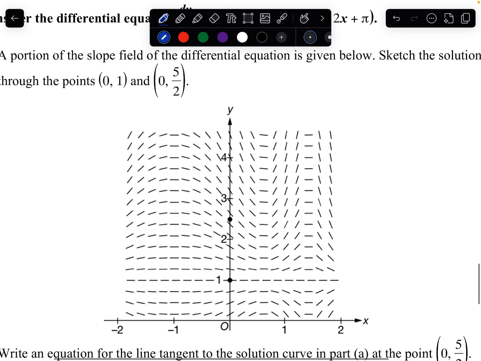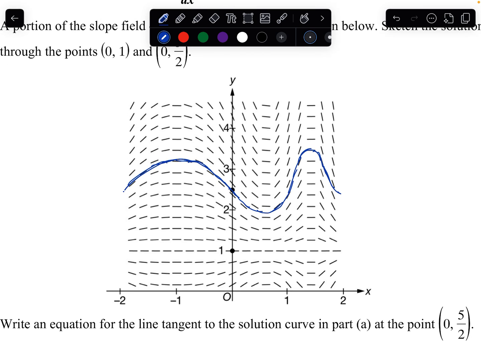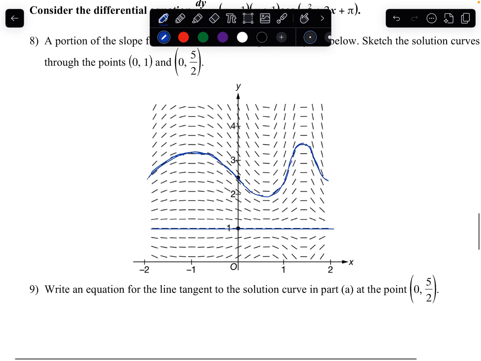So I guess I'll start with this one right here. I'm just going to follow these lines right here. Oh wait, that's not how it's going to go. So I think it's going to go like this right here. Something like that. And then over here, looks like it might do something like this right here. Okay. And then through the point (0, 1), this one's an easy one. Just a linear line that goes through there. Alright, cool.